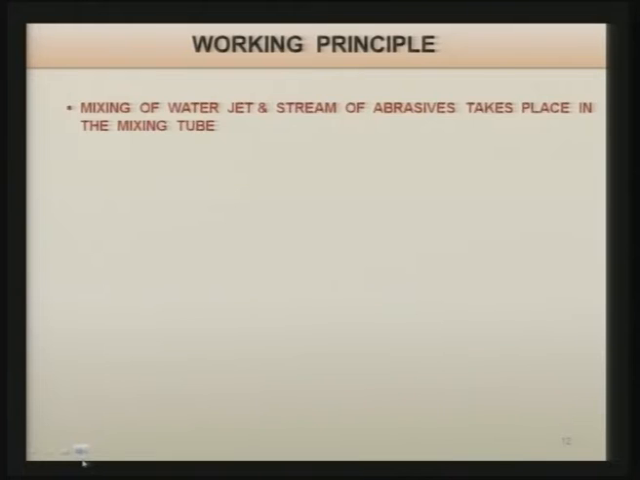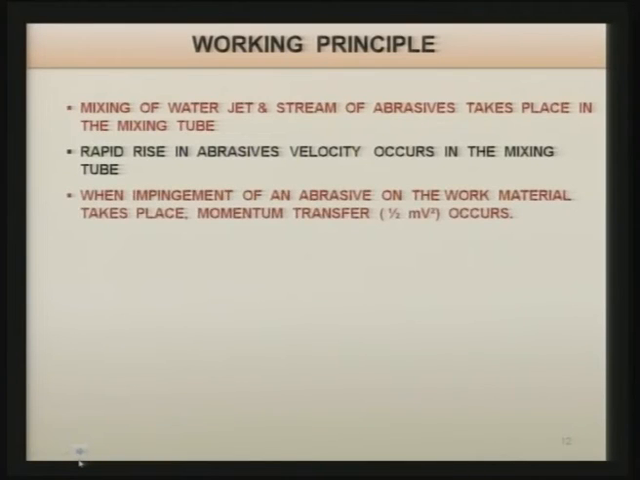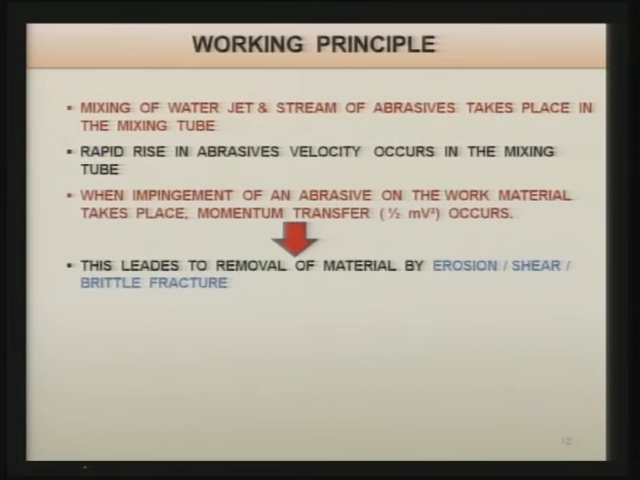Now, mixing of water jet and stream of abrasive takes place in the mixing tube, as we have seen in the earlier slide. Rapid rise in abrasive velocity occurs in the mixing tube after it is coming from the port, abrasive particles coming from the port and mixing with the water jet, they come out of the mixing tube. When impingement of an abrasive on the work material takes place, momentum transfer occurs, and that is given by half mv square. This leads to removal of material by erosion, shear or brittle fracture.